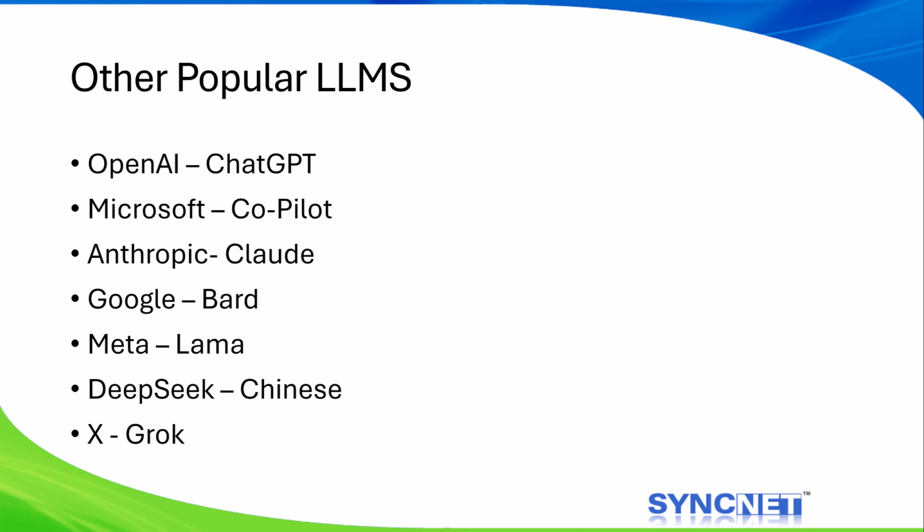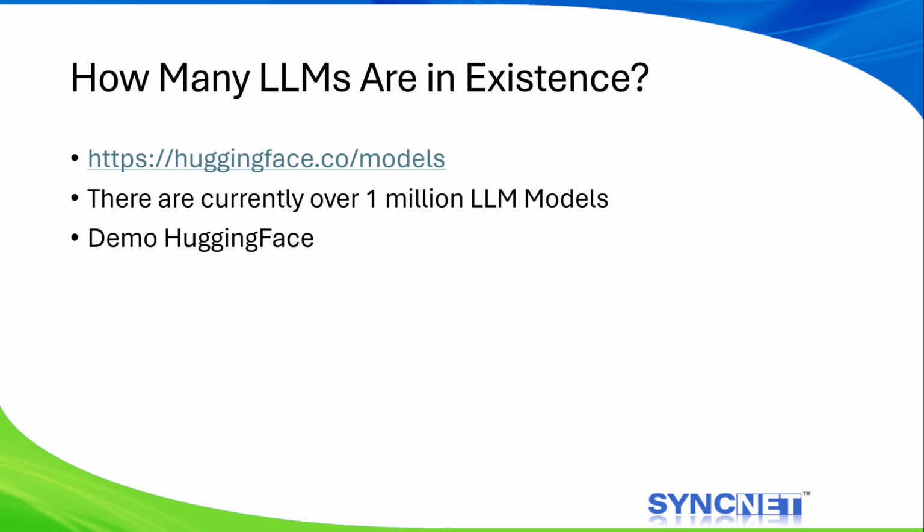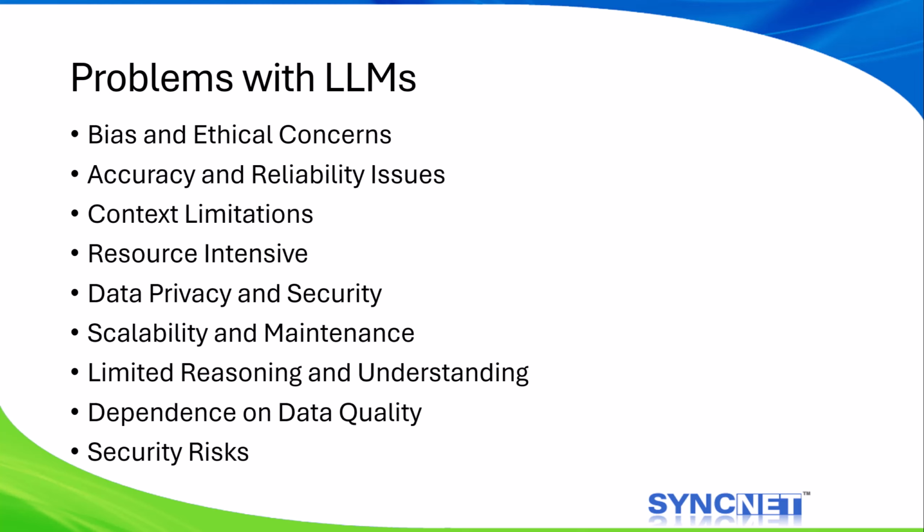But how many LLMs are in existence today? There are over 1 million LLMs, and it grows daily. If you want to keep tabs, you can check out Hugging Face and the link there. There are some problems with LLMs. LLMs learn from large data sets that reflect human language, which can include biased or prejudiced viewpoints. This means the models may unintentionally reproduce or even amplify these biases in their outputs.